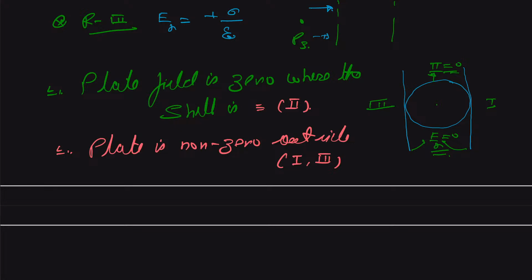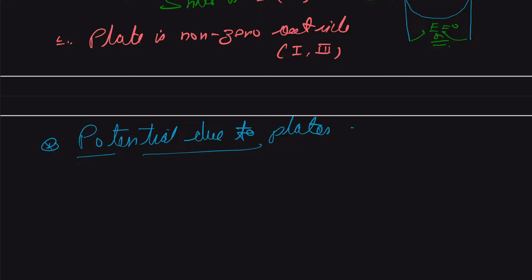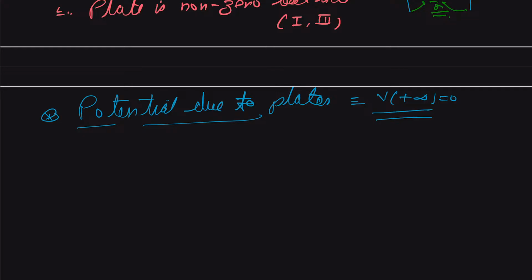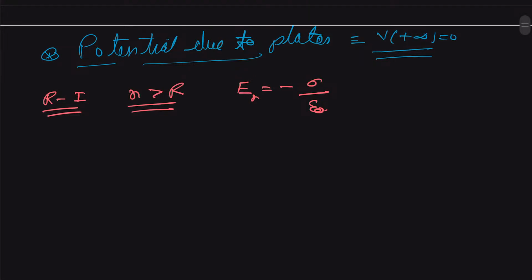Now let's find out what will be the potential due to the plates. And in the question it is given that our potential at plus infinity is equal to 0. This is given to us. And once again we are going to solve this potential with respect to the regions that are known to us. Okay. So we start with our region 1, and region 1 is x greater than r. And the value of electric field in this region we have already found out, that is minus of sigma divided by epsilon naught.